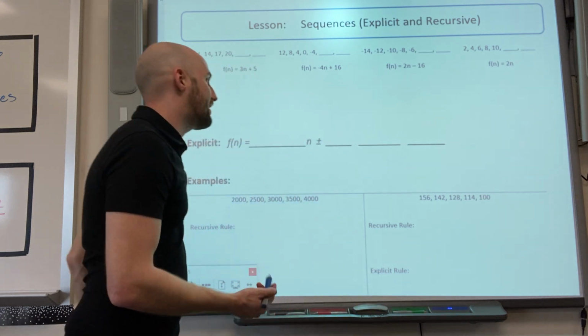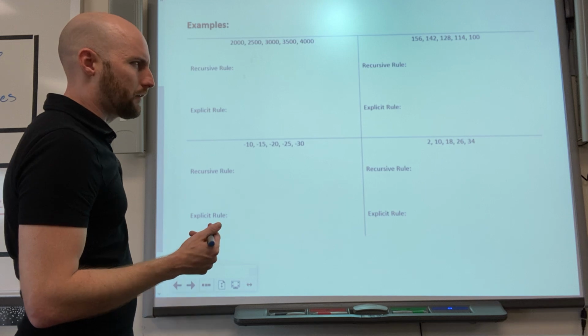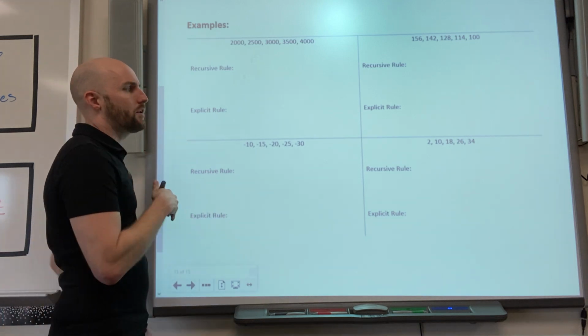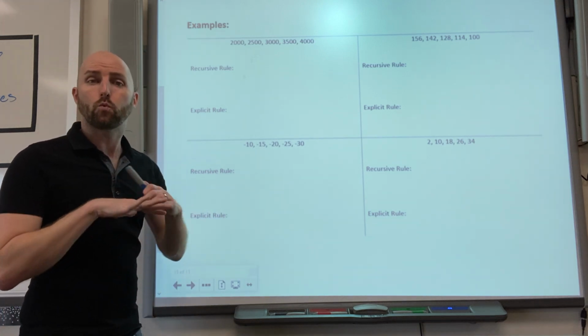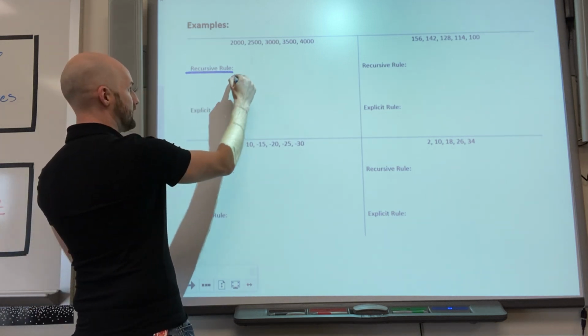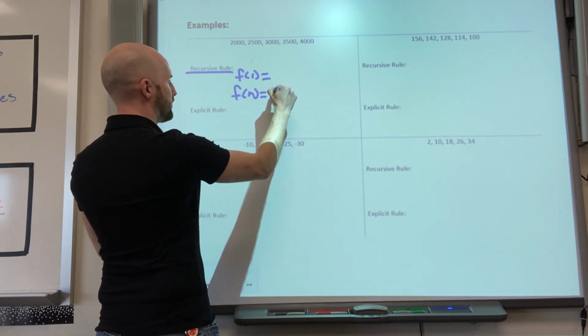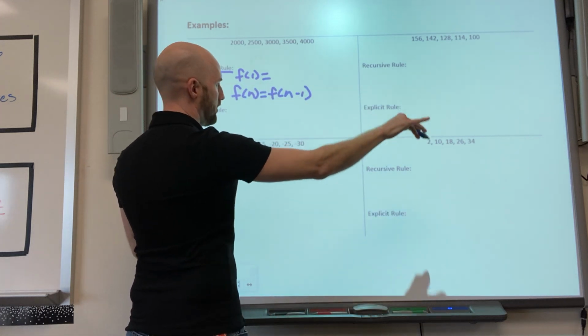So yo quiero empezar este día haciendo la parte que ya sabemos. So I want to start today with the part we already understand. So the recursive is the f of 1, f of n equals f of n minus 1, blah, blah, blah.